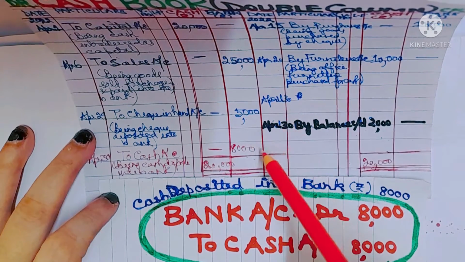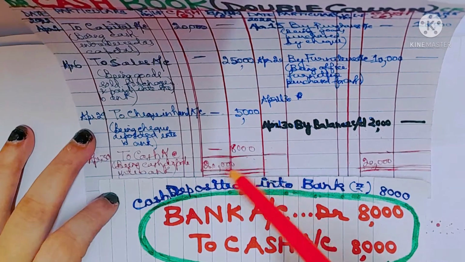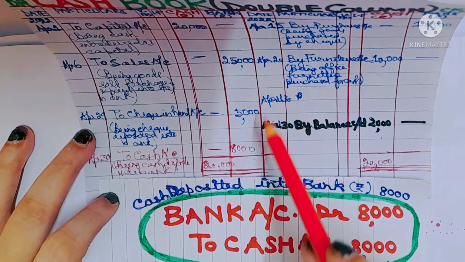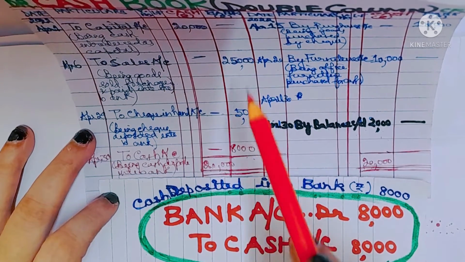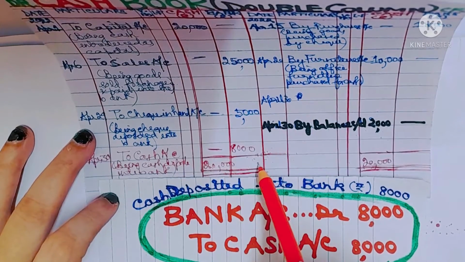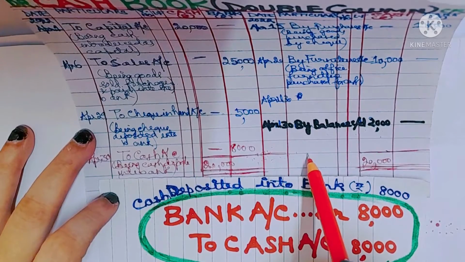Bank account comes under personal account. According to personal account, the receiver of the benefit is debit. Here, when cash is deposited into bank, bank is the receiver of cash. So bank account will be debited by 8,000. And moreover, when cash is deposited into bank, bank balance is increased and cash balance is reduced.